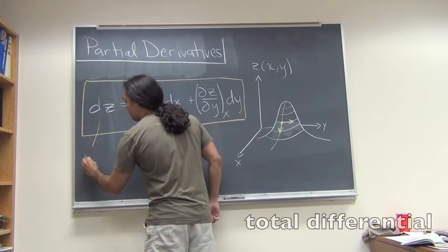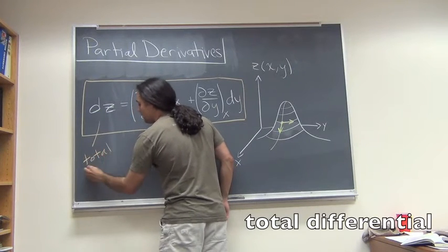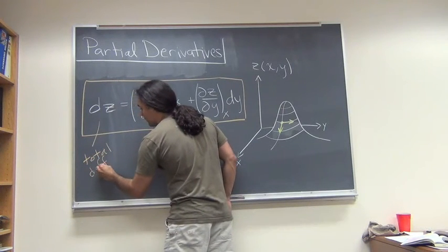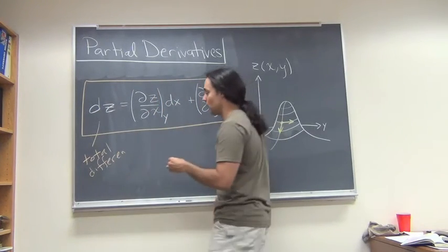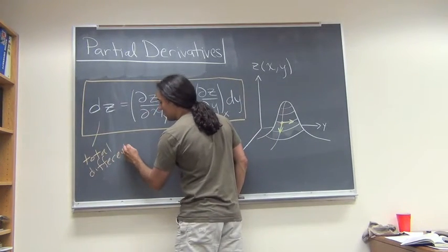This dz is my total differential. We call that our total differential. So that's how much z has changed by making a change in x and y.